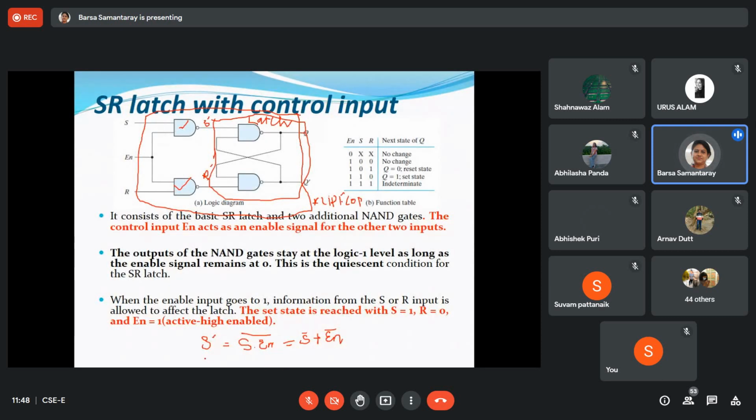Yes or no, tell me. Yes. Then R dash is equal to, tell me, R dash is equal to R into EN whole complement. Very good, R dot EN whole complement, which is nothing but R dash plus EN bar.